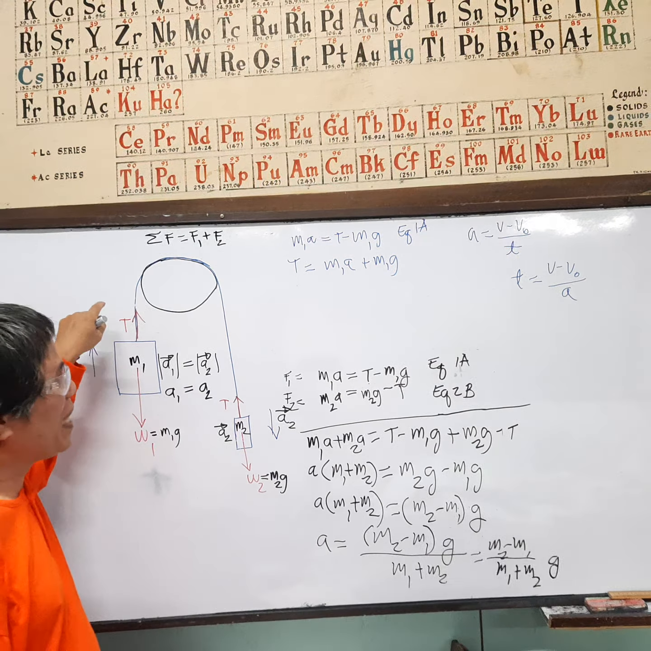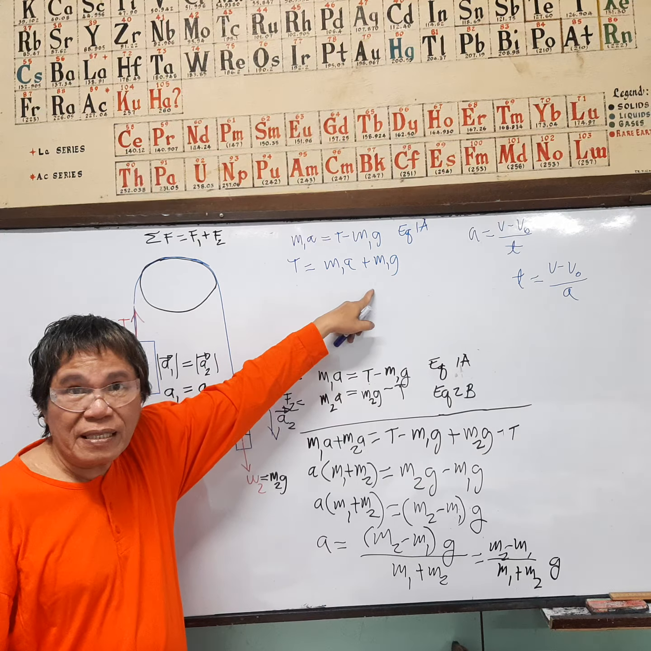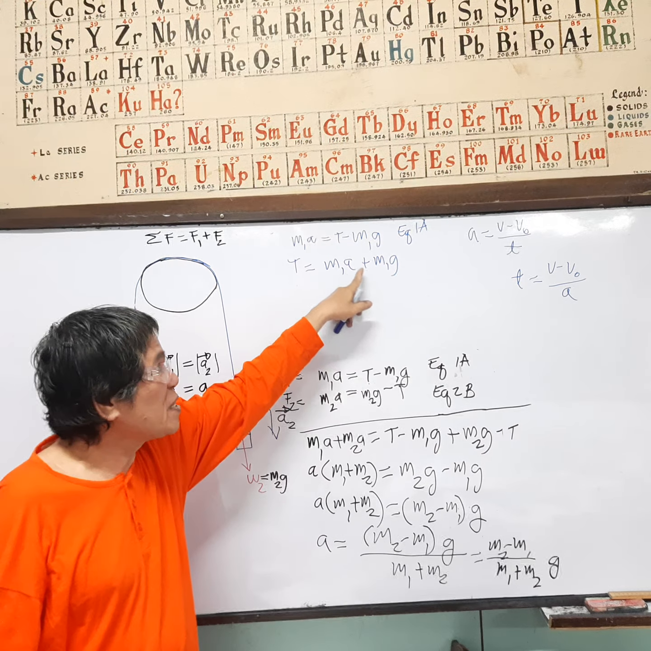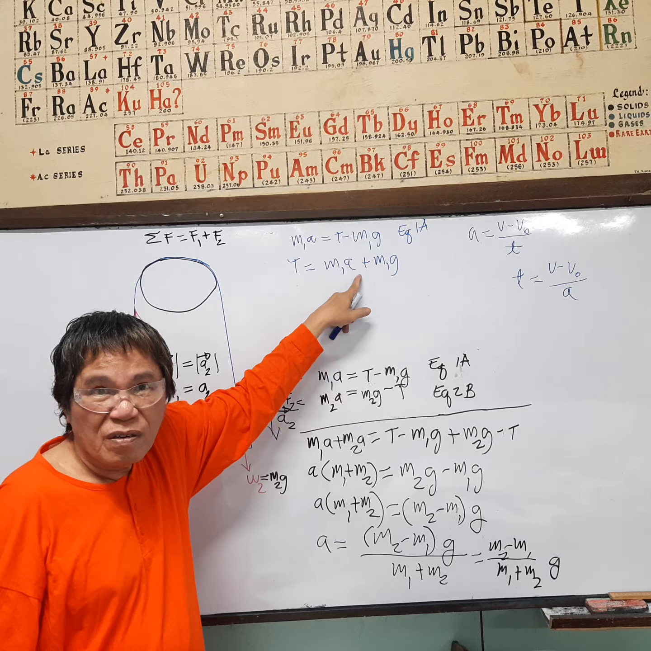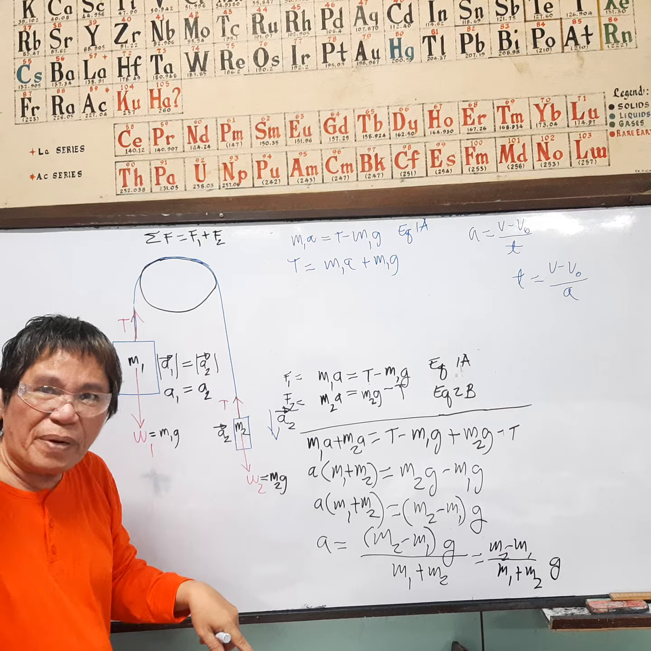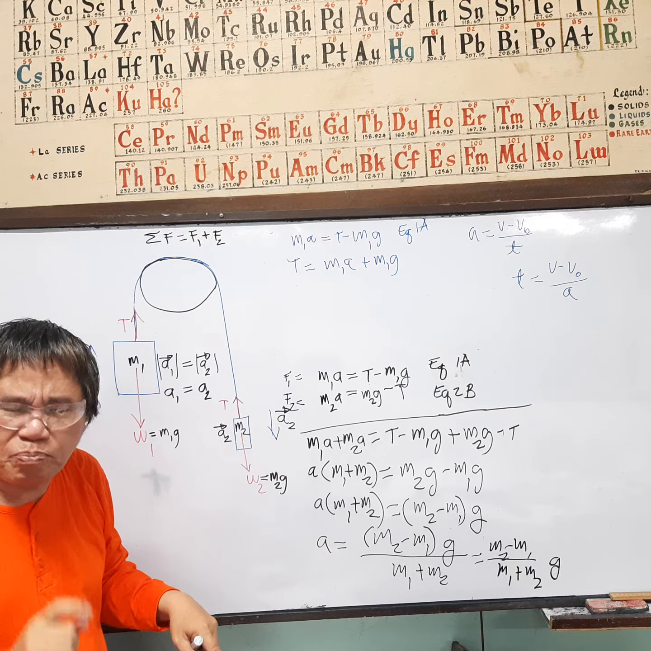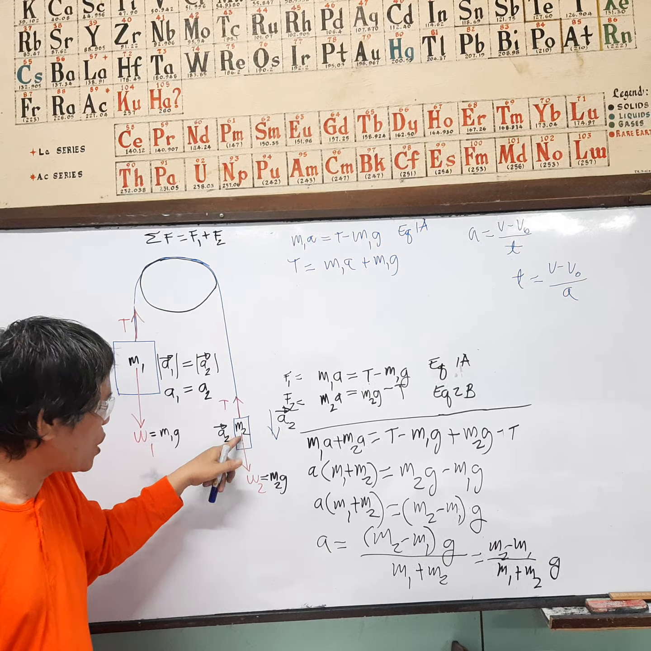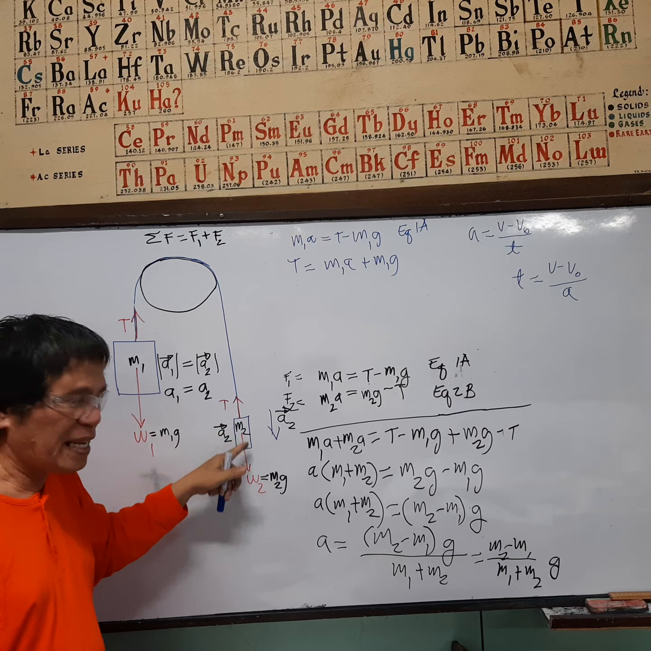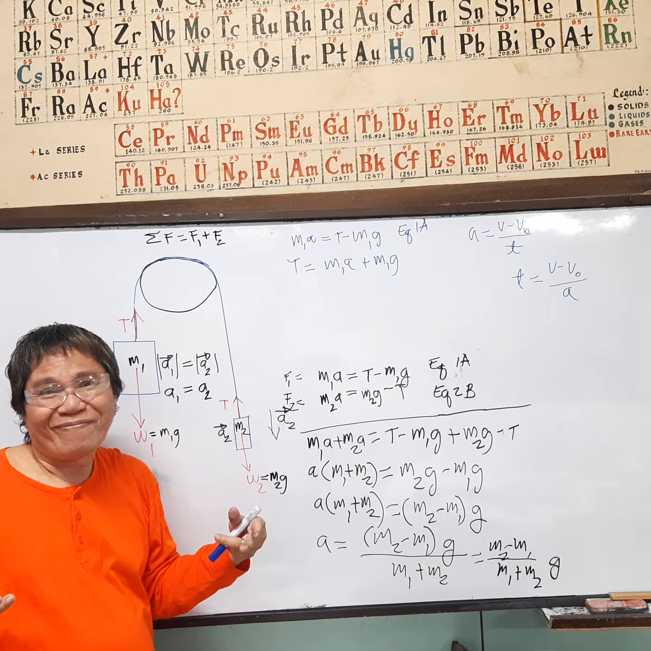The tension here is different from the tension here. Why? The tension here, there is motion. That's why there is acceleration. But in question number 3, what is the tension when the cage stops? When this cage will stop, the counterweight will stop. At rest, what is the tension? So there is no more acceleration. So what do you think?